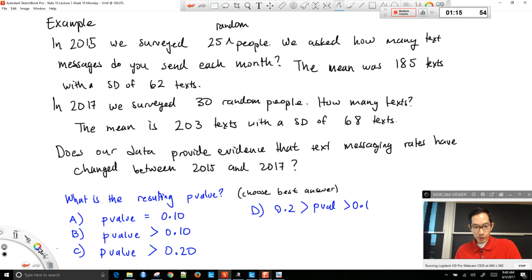Okay, so what we'll do is I'll go ahead and identify all of our numbers here. We'll call 2015 sample 1, and 2017 will be sample 2. Thus N1 is 25 and N2 is 30. 185 will be X bar 1 and 62 will be S1. Over here we've got 203, which will be X bar 2, and 68 will be S2. Is that okay?